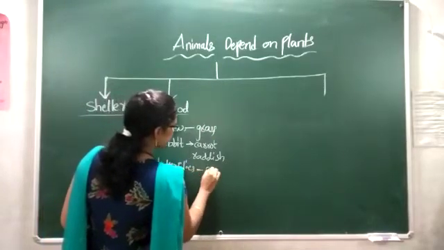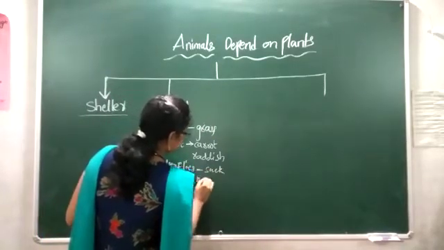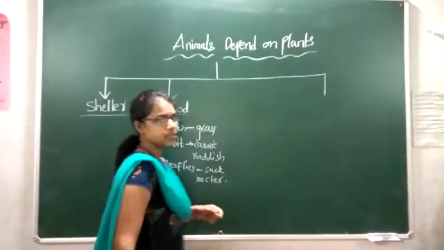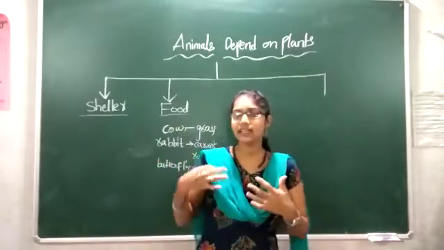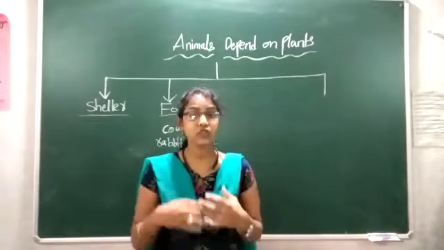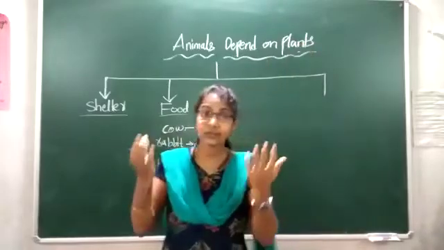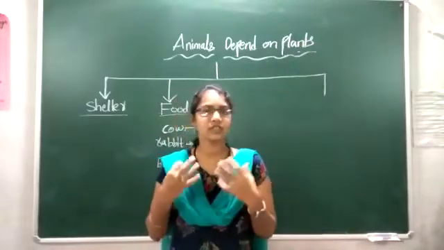They will suck the nectar. Nectar means honey. They will suck the nectar from the flower. So these animals depend on plants for their food.